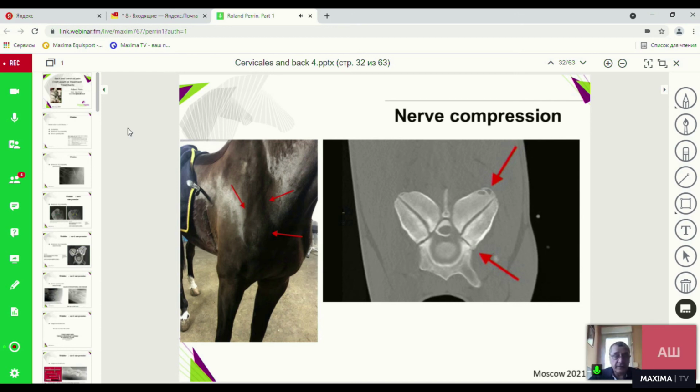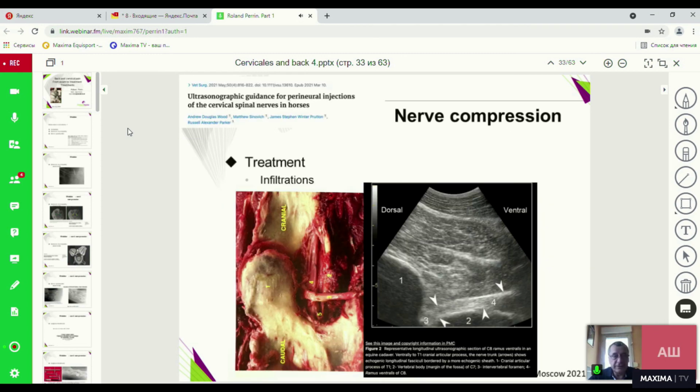So what you can do, some people, me too, try to do infiltration of the nerves. You can put some products on the nerves. There is a very recent publication about how to do that with ultrasonography. So you see the nerve on the left, very well, and you see the nerve on the ultrasonography on the right. Слева на препарате очень хорошо мы видим спинномозговой нерв, справа мы видим, как та же зона выглядит на ультразвуковом сканировании.